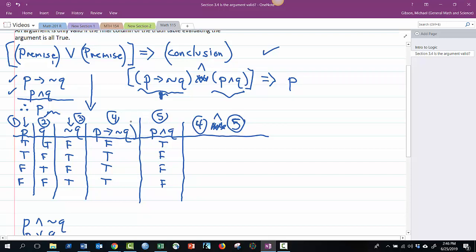Column 4 and column 5. So looking over here at column 4, now it's an and, right? And is true only when they're both true. If you look at 4 and 5 here, they are never both true in the same row, right? And since they're only true when they're both true and they're never both true, this is all false. Okay?